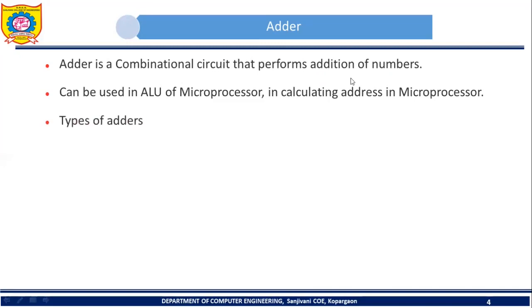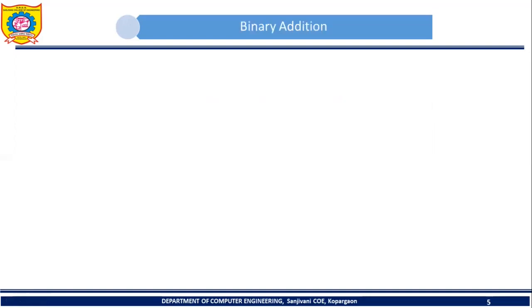So types of adder. Already I told you that we are going to discuss half adder and full adder. Before starting half adder, let's discuss binary addition. Assume that we have two bits which are to be added. So try to understand how this addition takes place.